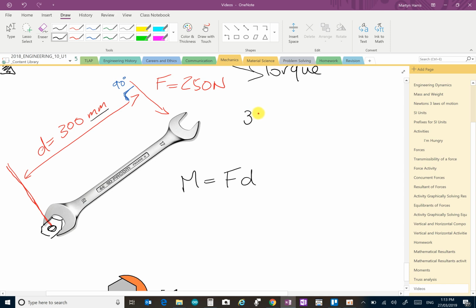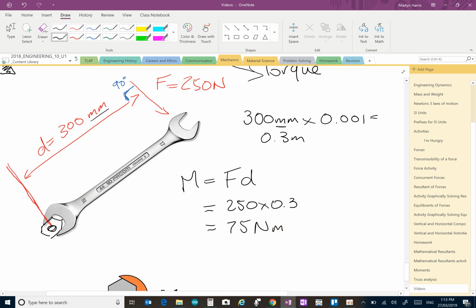So we need to convert that back. So what I need to do, if I want to get rid of a milli, I need to times by a milli. So a milli is 0.001, that's the value of it. So we end up with, in this scenario, 0.3 of a meter. So let's plug that in. Force 250 times 0.3, and that's going to be 75 Newton meters worth of force acting around the center of that bolt.